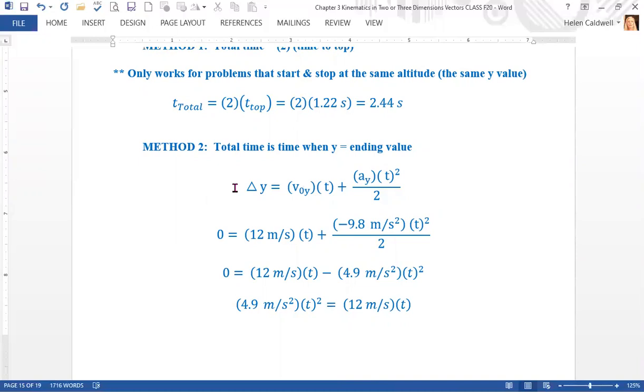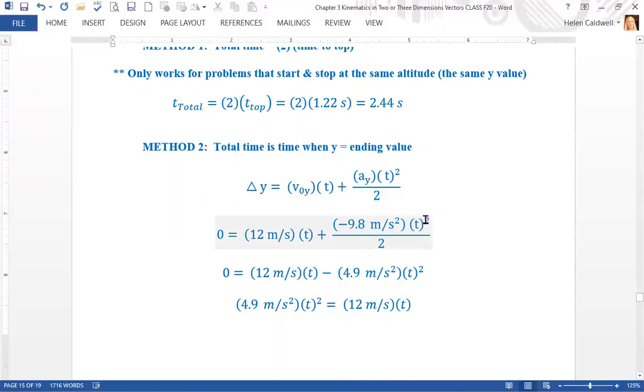All right, so delta y is equal to v0y times t plus a sub y times t squared over 2. So we know that delta y is 0. We know that v0y is 12 meters per second, and t is what we're solving for. So a sub y is negative 9.8 meters per second squared. So we plug in, so 12 meters per second times t.